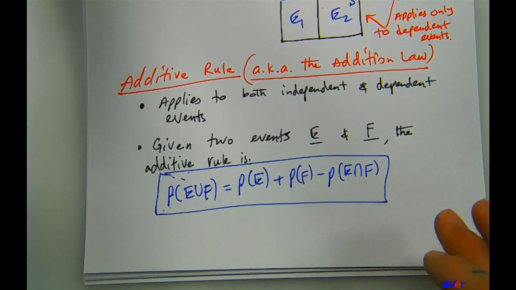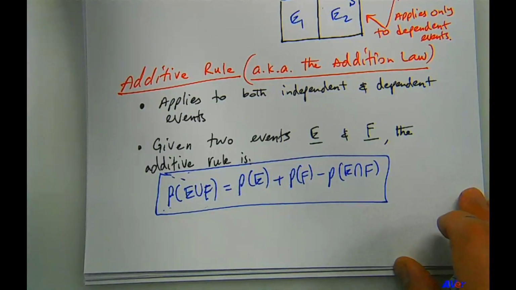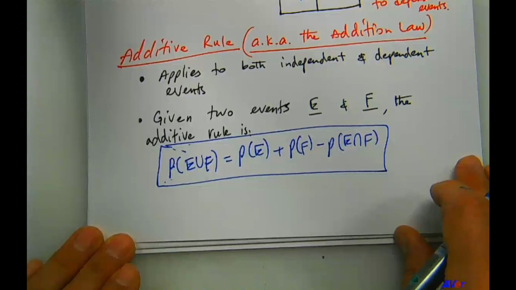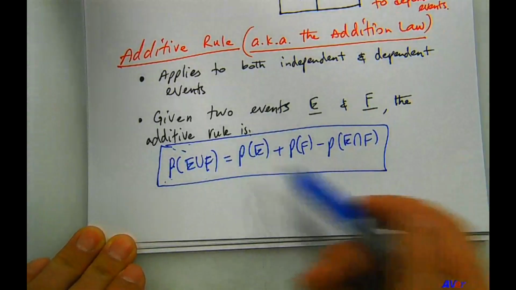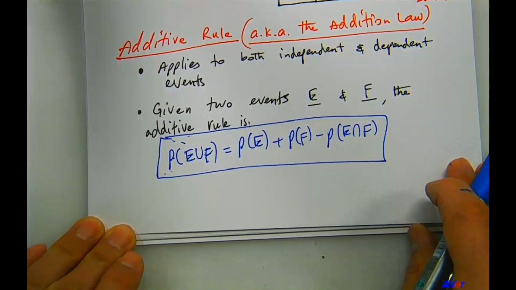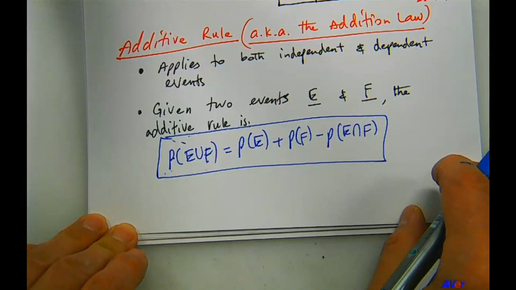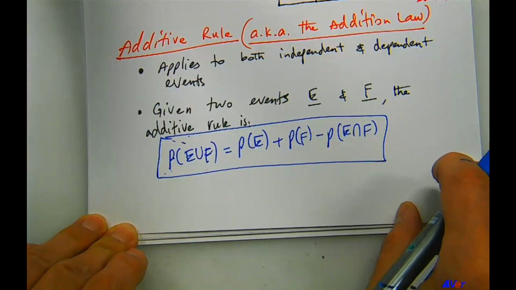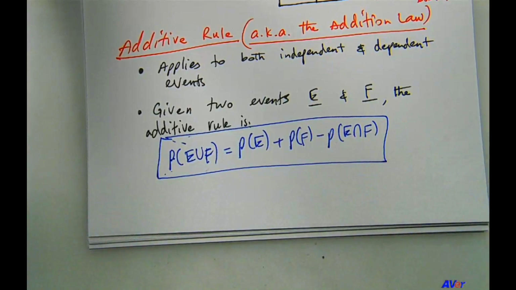So we talked about mutually exclusive events just now, right? Suppose that we want to modify this additive rule, or the addition law, for events that are mutually exclusive. Think about it, or even pause the video. Think about how this formula would change if events E and F are mutually exclusive. Pause the video, think about it, and then come back to this video.